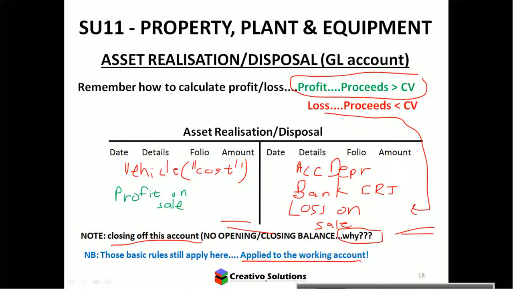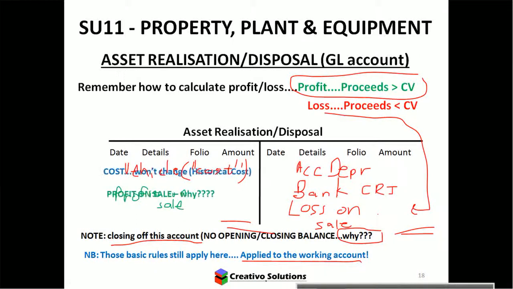The basic rules apply to the working account. That's why I said vehicles is an asset, it has a debit balance. Accumulated depreciation is a negative asset, it has a credit balance. Bank and loss on sale and profit, those are contra accounts. Okay, so if bank goes up, then your disposal will come down. Alright, so it's only those first two that you can use the rules on.